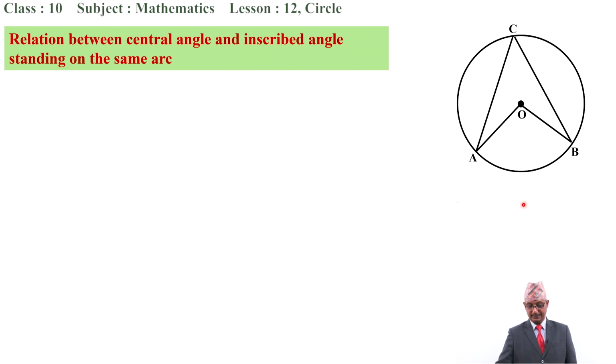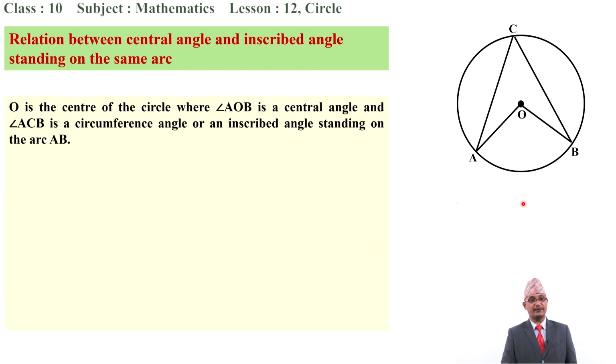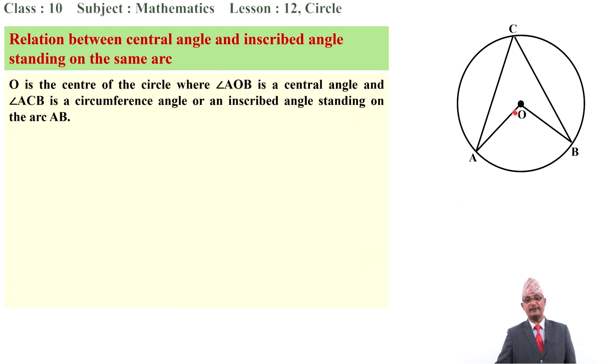We are going to find it. So we are going to describe the figure. O is the center of the circle, where AOB is the central angle and ACB is a circumference angle, or you can say inscribed angle standing on the same arc AB. Now to find the relation between central angle and inscribed angle, we are going to join C and O. Right here, O and C are joined.